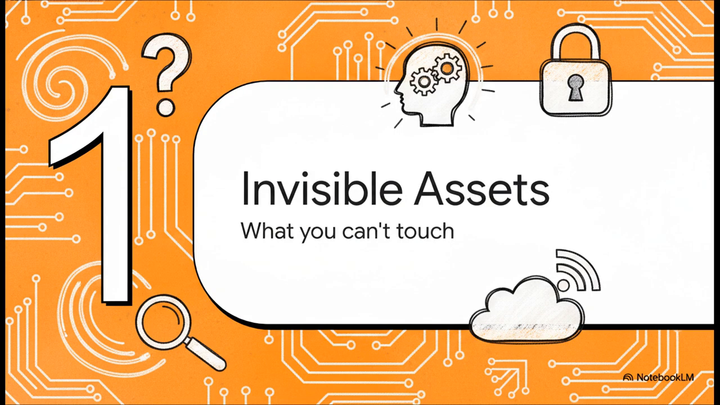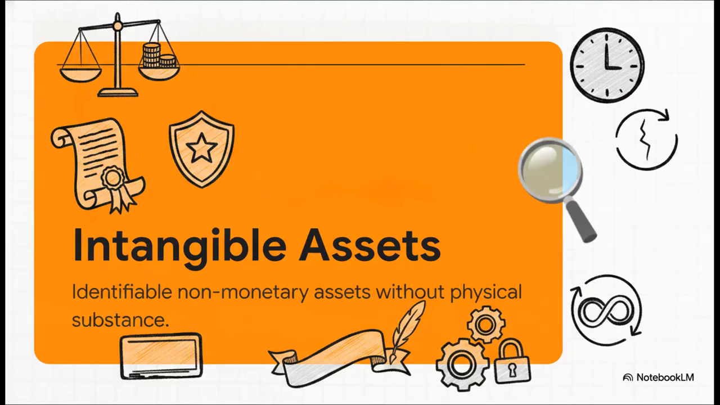Section 1. The value of invisible assets. Recognizing what you can't touch. So let's explore how the accounting world handles incredibly valuable assets that literally have no physical substance. When we talk about intangible assets, we're looking at identifiable non-monetary assets that you simply can't touch. Think patents, licenses, copyrights, trademarks, stuff like that.